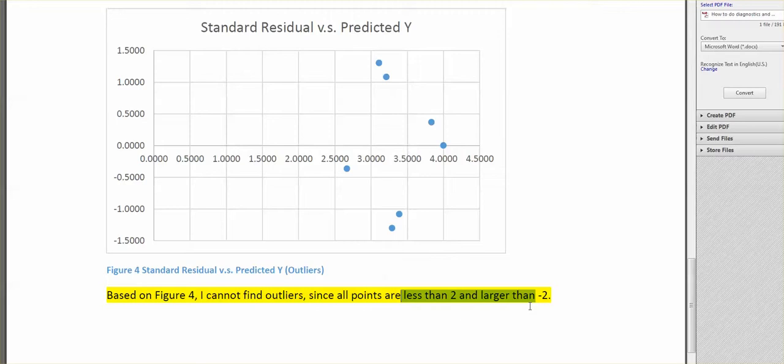So this is the criterion. If the points are within 2 and negative 2, there is no outlier. If you find that a point is larger than 2 or less than negative 2, we will find outliers. So that is all for the questions and review related to diagnostics, outliers, and the multiple choices.